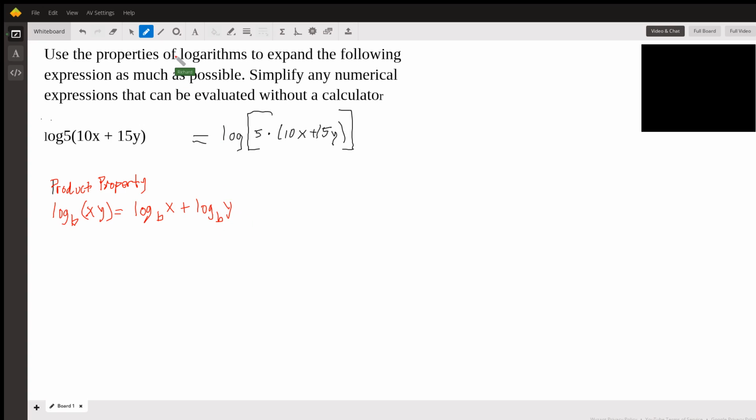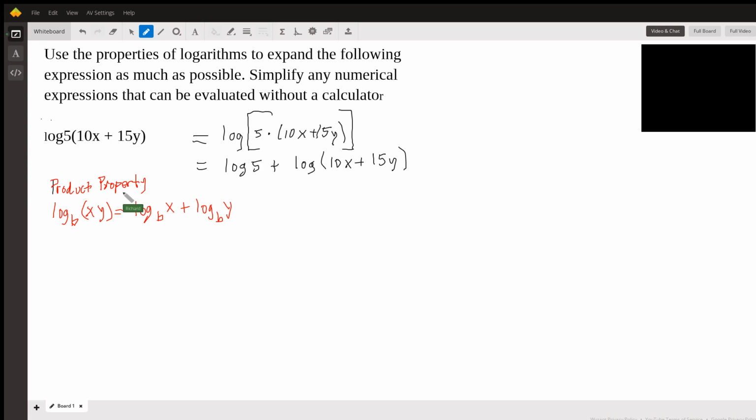So I'm going to use this property up here to expand this out because we are multiplying. So I can use the product property, the multiplication property, if you like, and get log 5 plus log of 10x plus 15y. Okay, so that's where the product property gets me.